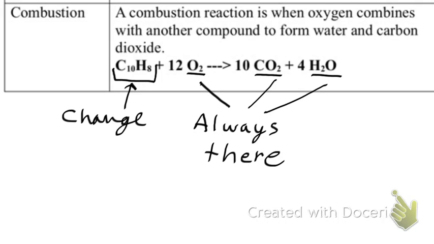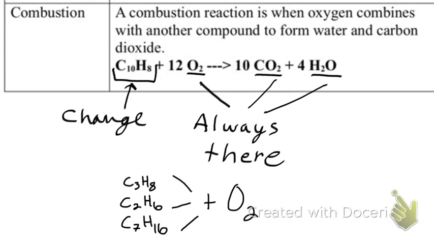Alright, so a combustion reaction is when oxygen combines with another compound to form water and carbon dioxide. So you will always have O2 turning into CO2 and H2O. The only thing that will change is this hydrocarbon. It will always have a carbon followed by a hydrogen and any number of carbons and hydrogens attached. So if it's C3H8 or C2H6 or C7H16, it doesn't matter. The rest of it, to tell you it's a combustion reaction, it will combine with O2.